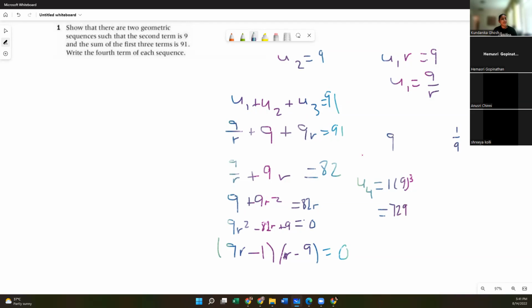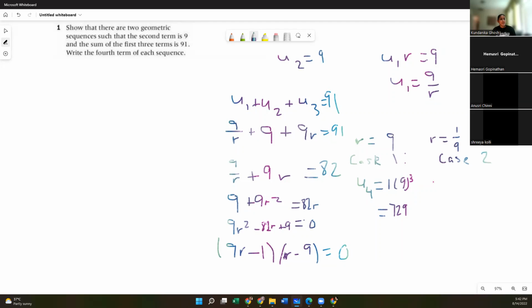If you want to fully write this out, after you get r equals 9 and r equals 1/9, we want to take r equals 9 as case 1. So you solve for case 1. That should say case 1. And then this is going to be your case 1. So for case 1, you have 729 as your fourth term. And then for case 2, if I can manage to write case 2 any day soon.